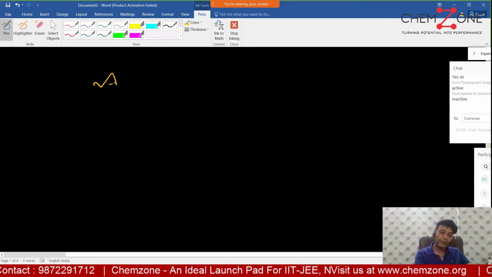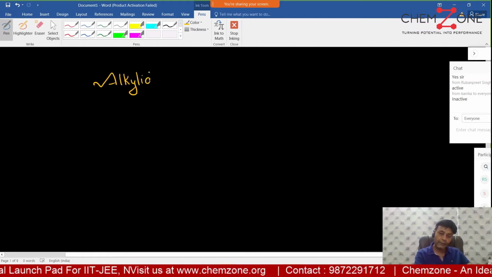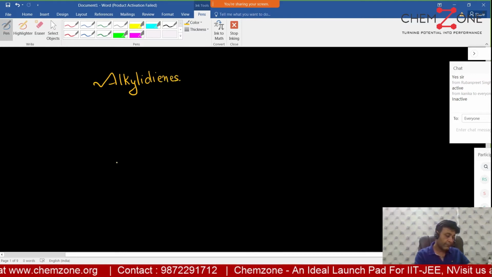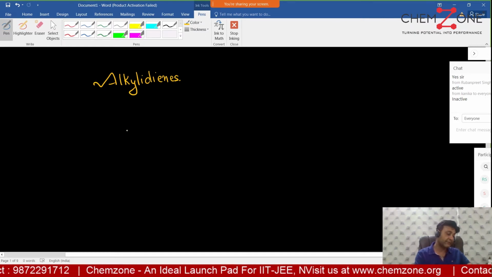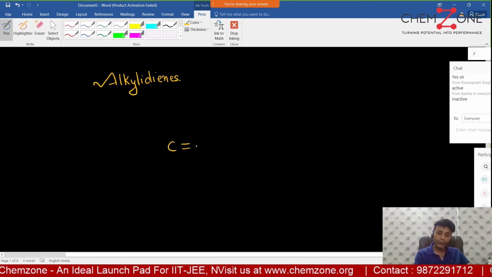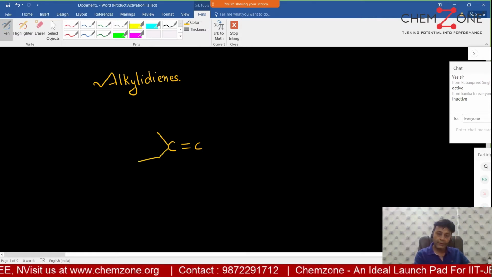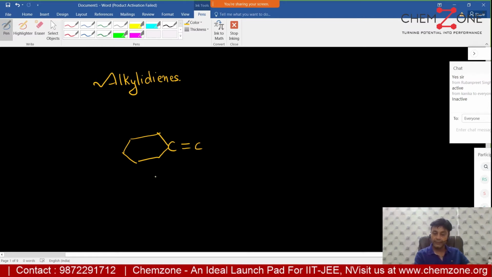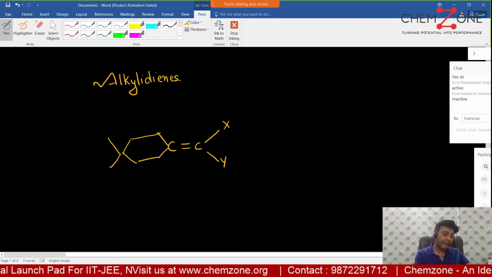Next category of compounds is alkylidenes. More appropriate pronunciation is alkylidenes. Here we have a carbon-carbon double bond, but on the other side I have now a cyclic ring. This is a cyclic carbon atom, I can say. And this is the X and Y. This is the A and B.